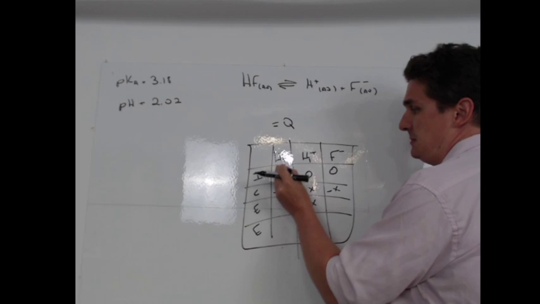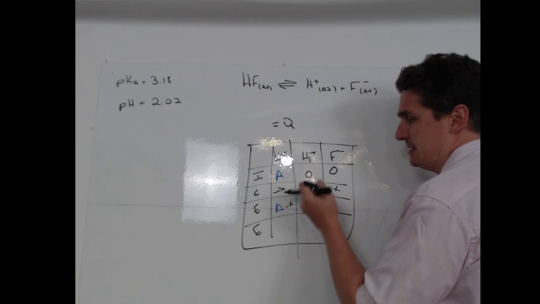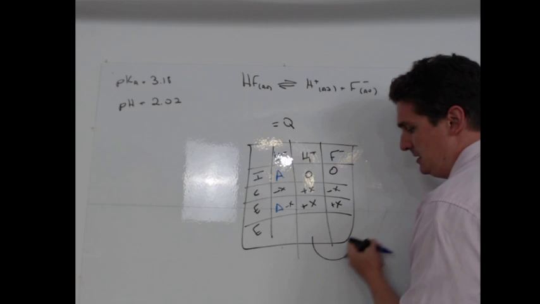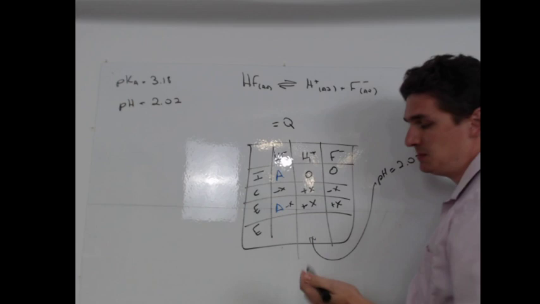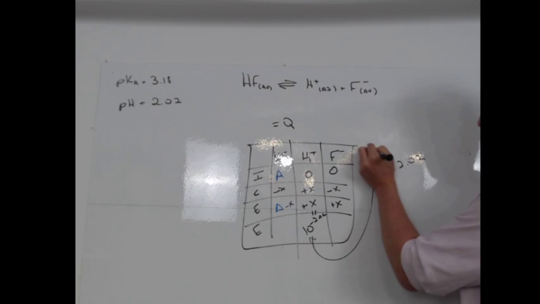So if we have some starting concentration A, our final concentration is just A minus X. The concentration of fluoride here is X. The pH is going to give us this information. If the pH is 2.02, that tells us our equilibrium concentration of H plus is just 10 to the minus 2.02. So in this case, X equals 10 to the minus 2.02.